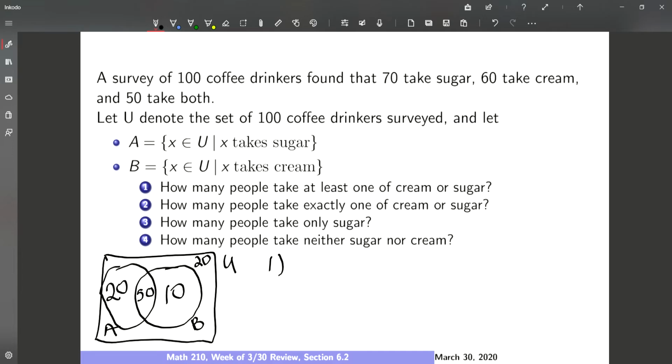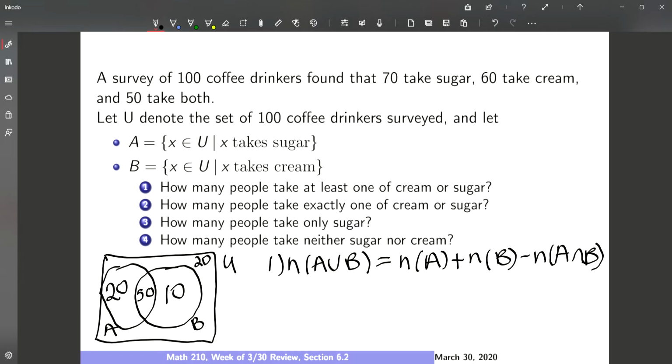All right, so question 1. How many people take at least one of cream or sugar? At least means that maybe they take cream, maybe they take sugar, maybe they take both, right? So really we're looking for the number in A or B, right? So at least means A or B. Now we can use that formula, right? That says that this would be equal to the number of people in the set A, so the number of people who take sugar, plus the number of people who take cream, and then minus the number of people who take both, so A intersect B.